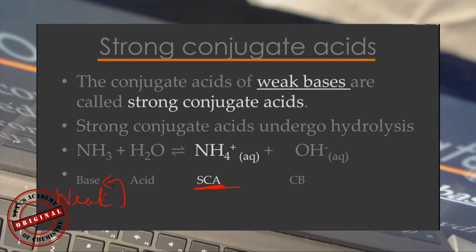Okay, so when weak bases produce a positive ion in solution, unlike the general definition of acids which should produce hydrogen ions, according to Bronsted-Lowry theory, all positive ions could be conjugate acids. And in this case, the conjugate acid is coming from a weak base. Therefore, it's referred to as a strong conjugate acid. Okay.